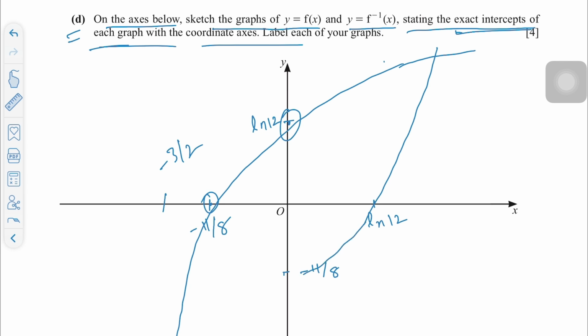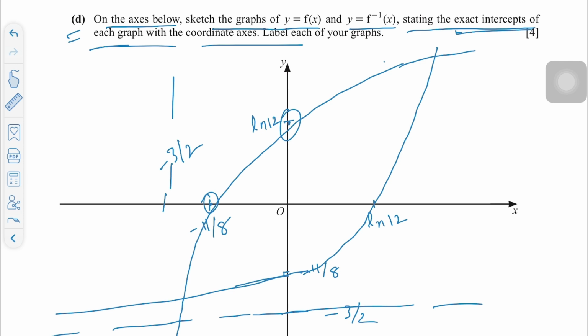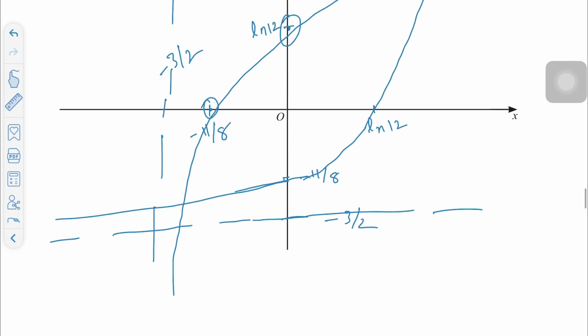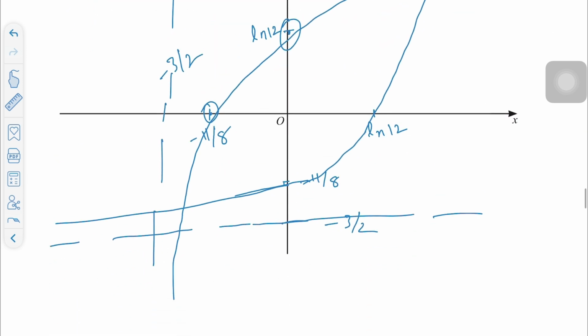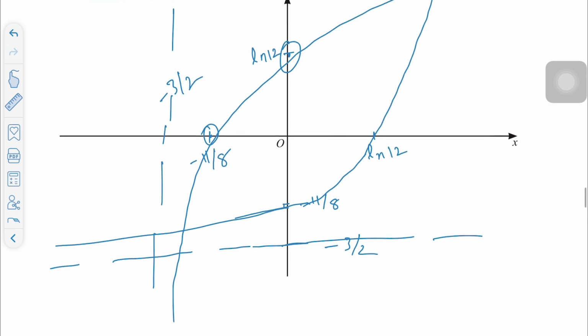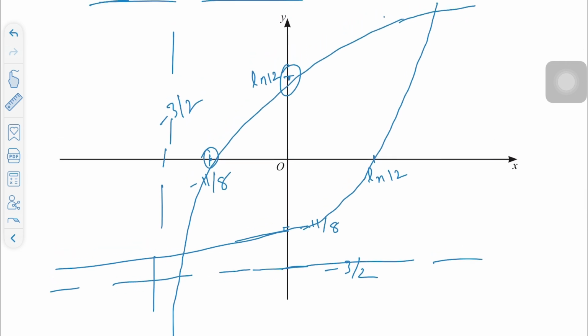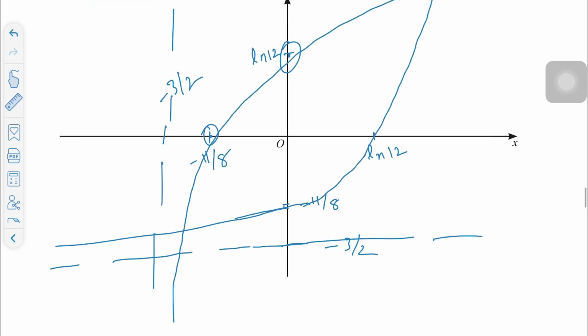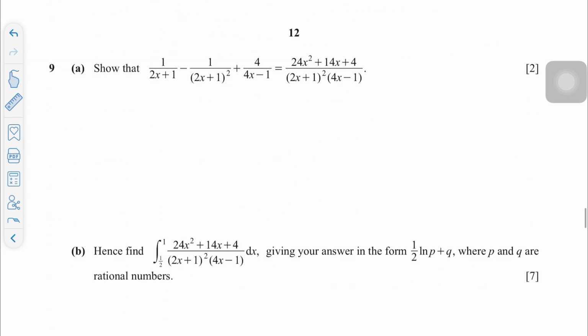f inverse of x would be something like this. This would be negative 3 over 2, and this would be our, what you can say is asymptote, right? So this is our final sketch. Again, it is a sketch. I would recommend to you to draw it on your rough paper, right?